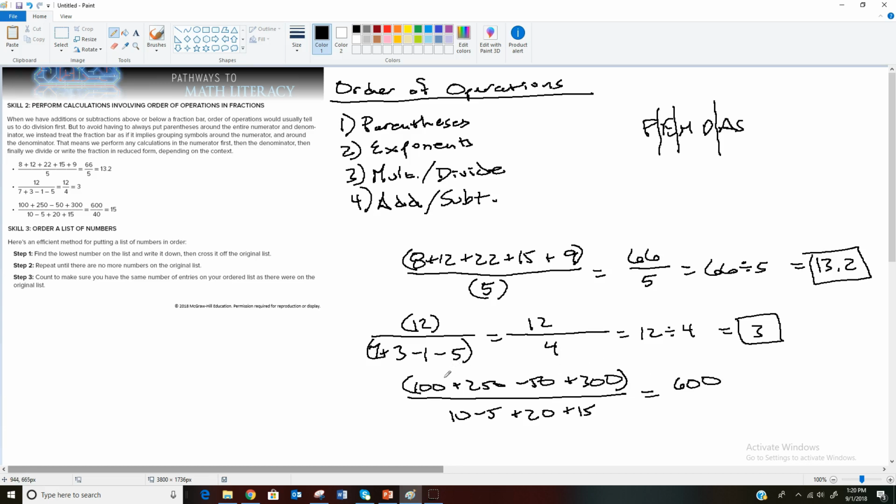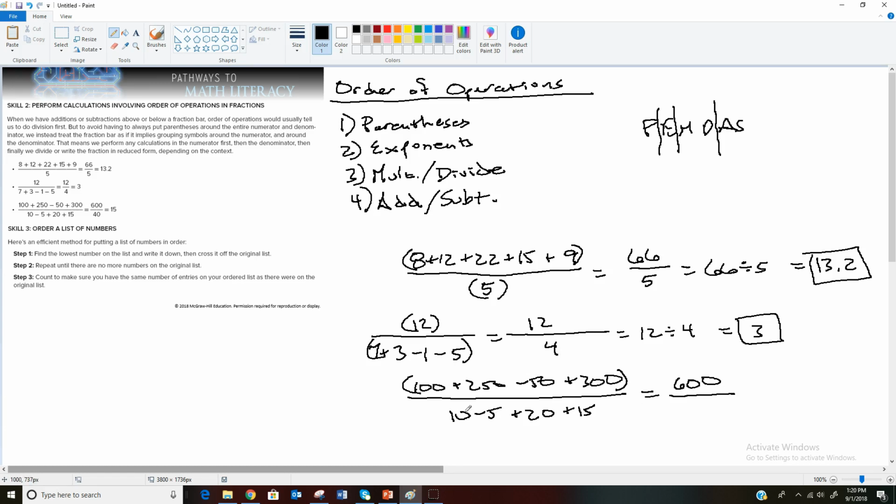And if you did the faulty idea of you do all the addition first, you would get 350 and 350, and when you subtract you would get 0. That's not correct. That's the incorrect order of operations. Just add and subtract from left to right and you get 600.